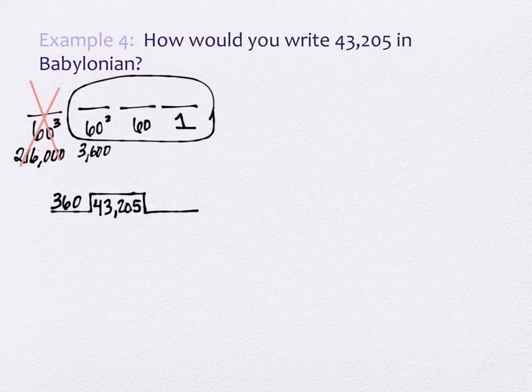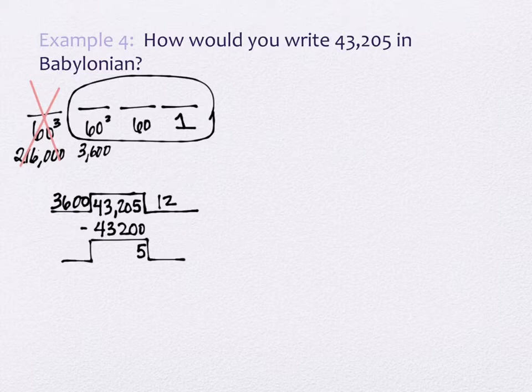Grab your calculator. You're definitely going to want it today. If you don't have one with you, just wait and watch what we've got going on. What I want you to do is divide. How many whole number times will 3,600 go into 43,205? 12 times. And then we're going to use our calculator and say, what is 3,600 times 12? 43,200. And we're going to subtract. So what is 43,205 minus 43,200? 5.